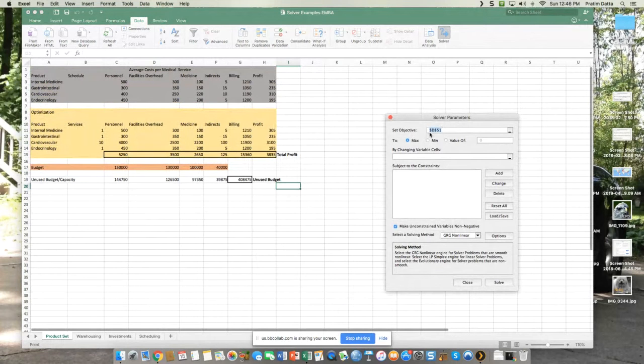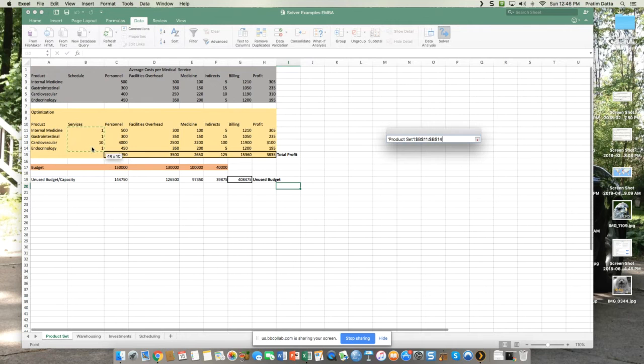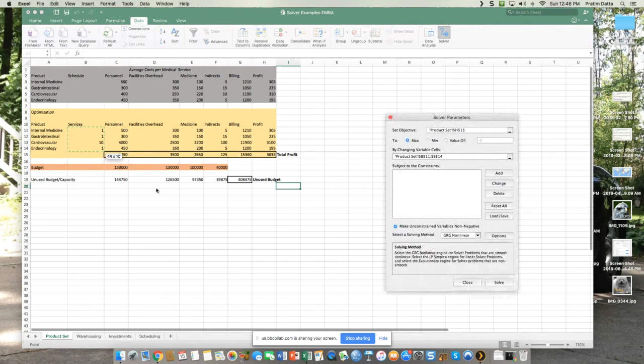Our objective in this case is total profit. So total profit is right out here. We're saying, all right, that's our objective. We want to maximize our total profit by changing certain cells, which is the number of services that we offer. And the number of services are right out here. These are the number of services. 10, because I just put in 10 for some reason. It doesn't have to be that way.